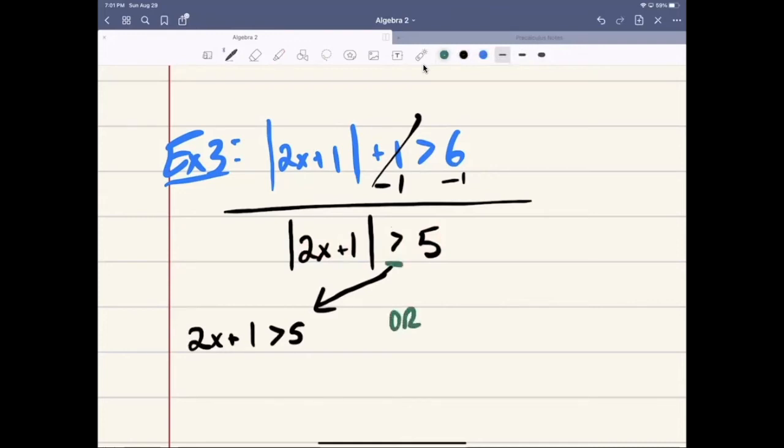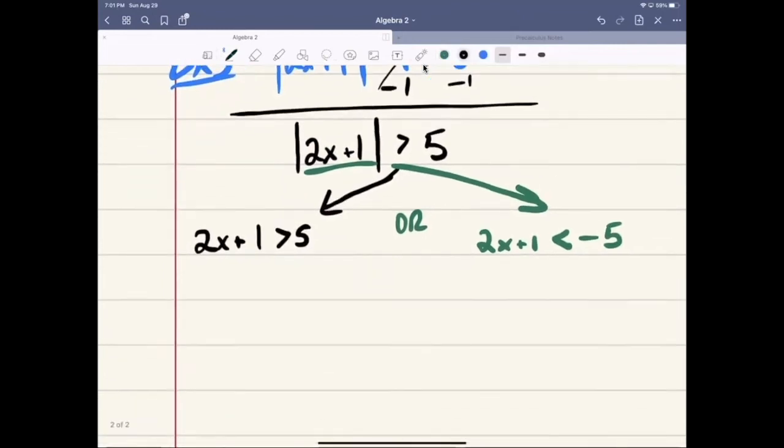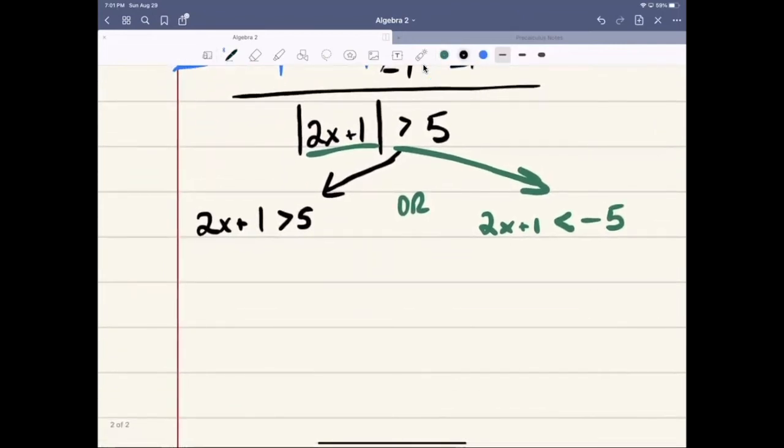The second time we split it up, you're going to keep the inside, which is still 2x plus 1. However, you're going to flip the inequality symbol. It's not going to be greater than, it's going to be less than. And instead of having +5, we're going to have -5. Okay? And then you solve for each. Once we solve for each, we're going to graph our answer.